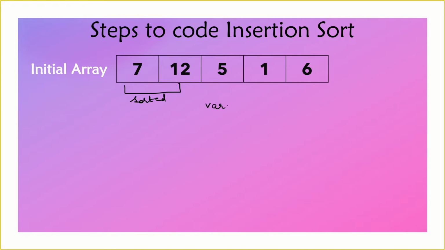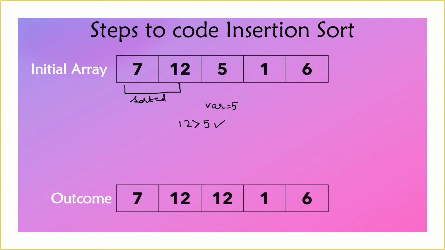So here I take my variable var and store 5 in it. And now I'm going to compare var with the value 12. So you can see we are moving towards the left side. So here I check if 12 is greater than 5. As this condition is true, so 5 will have to move towards the left because 5 is smaller than 12. So the outcome will be this, as 12 is making space for the element 5, which is smaller than this. So 5 will move towards the left hand side, which is this at index 1.